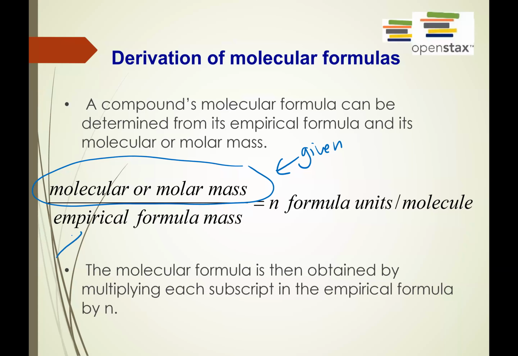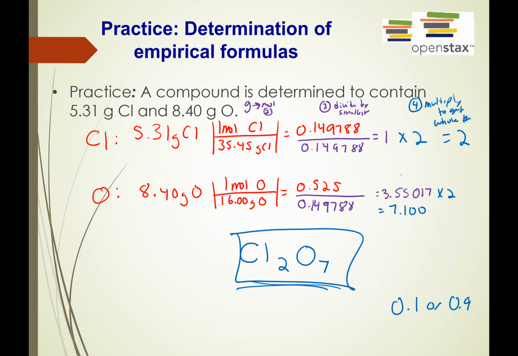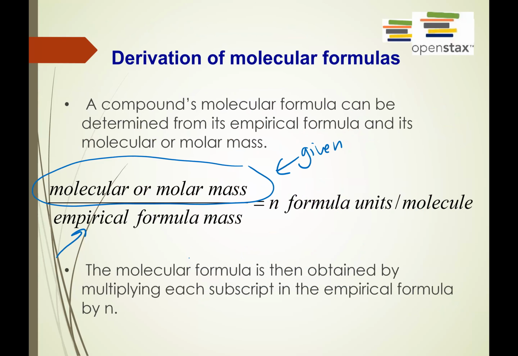How do we find the empirical formula molar mass? Well, didn't we just find an empirical formula? How would we get the molar mass of this empirical formula? We would just add it from the periodic table, right? 2 Cl's and 7 oxygens. So how do you get the empirical formula molar mass? You just look at your answer and you add. Okay, let's practice.